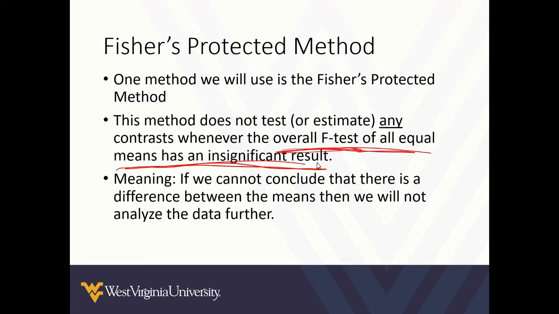Because if at that stage we cannot conclude that there is a significant difference between the means as a whole, we're not going to waste our time looking further into that data to find specific comparisons within the means and within each factor level. While there may be some slight difference, it wasn't powerful enough to affect the overall test. So using the protected method, we end the experiment analysis at that point.